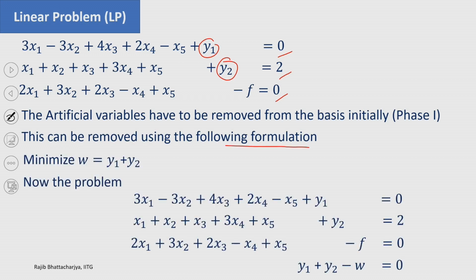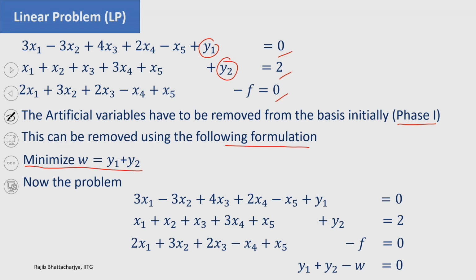So, we will have one formulation initially. We call it phase 1. So, in phase 1, what is the objective? The objective is that I would like to remove y 1 and y 2. Therefore, I am writing a different optimization formulation, where initially I would like to minimize w, which is equal to y 1 plus y 2. So, this is the objective function.